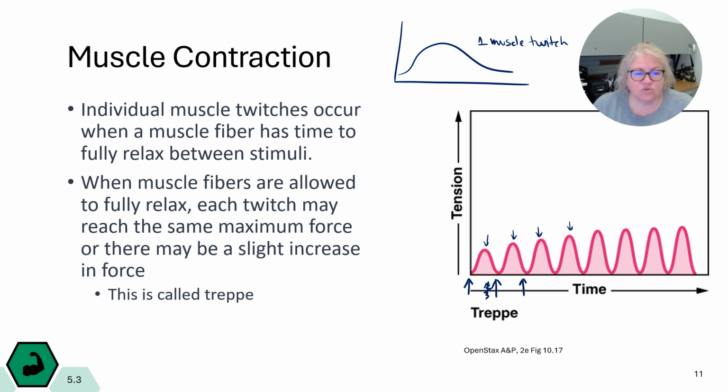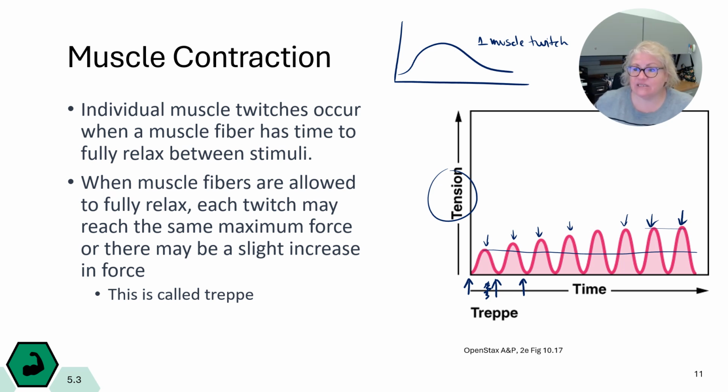Individual muscle twitches occur when a muscle fiber has time to fully relax between each stimulus. When muscle fibers are allowed to fully relax, each twitch may reach the same maximum force, and there may actually be a slight increase. So if you look, these are actually getting more force, and then they kind of plateau here. But more force. How they're getting more force is a process called treppe.